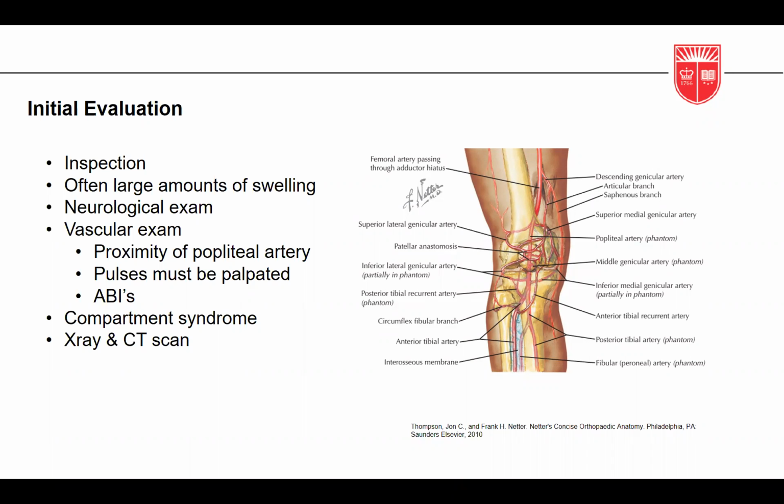The vascular portion of this exam is especially important due to the close proximity of the popliteal artery. Pulses must be palpated and are almost always followed by ABIs due to the risk of popliteal artery transection. Compartment syndrome also must be considered whenever the compartments are firm and not compressible.